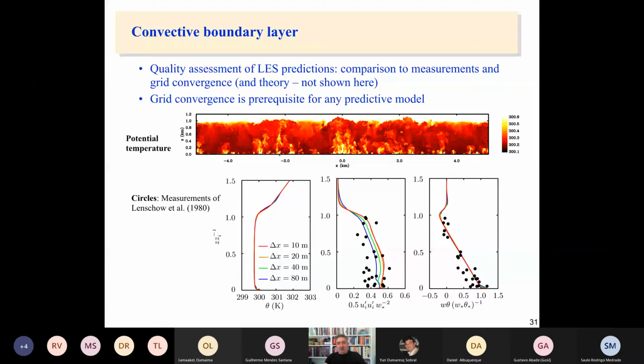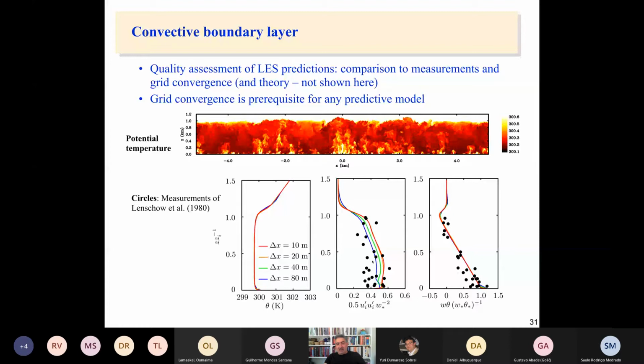And in these plots here, we're going to do two things. We're going to check for grid convergence. We're going to run our LES at 10, 20, 40, 80 meters. And we're also going to compare with measurements, these black dots. Everything here is scaled so that we can compare with the measurements. But you can see that the LES, if you change the resolution from 10 to 80 meters, basically gives you the same results for most of the parameters, for most of the statistics.